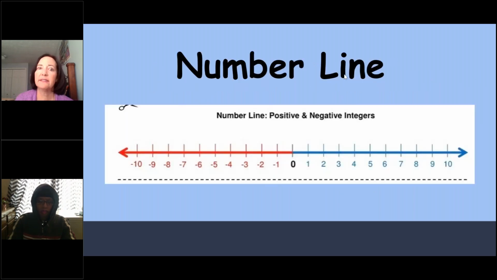Number line. In this lesson, we're going to talk a lot about number line models. This is just an example of a number line that I found. You've got the 0 in the middle, the negative numbers to the left, and the positive numbers to the right.